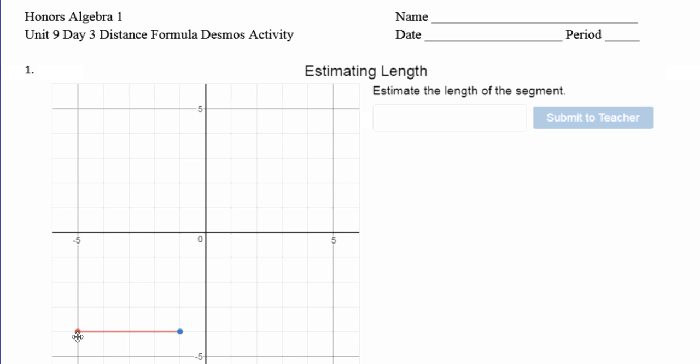Well, because it's a horizontal segment, I could count the number of units its length would be. So again, we're counting 1, 2, 3, 4 units in length from endpoint to endpoint.